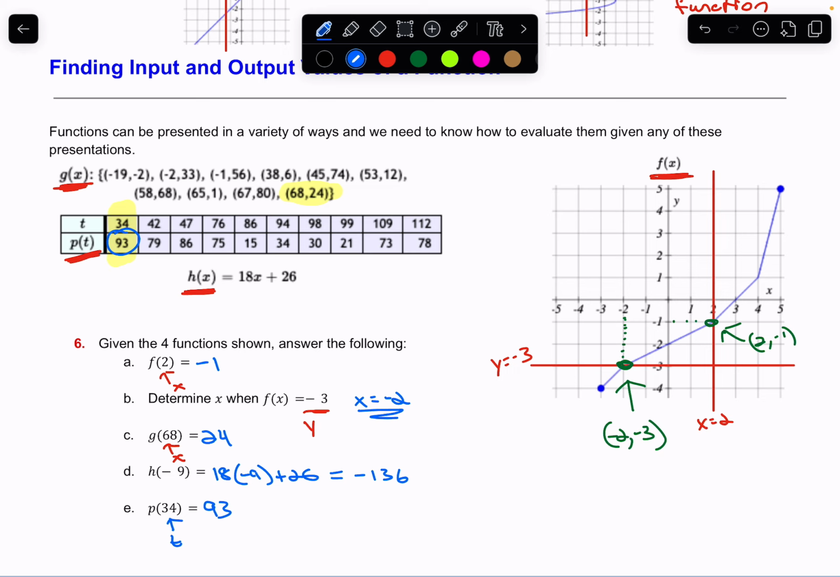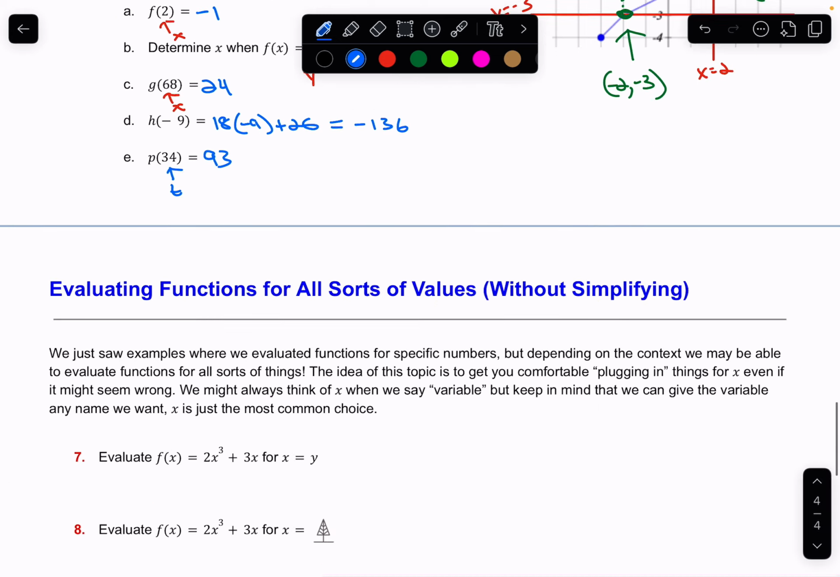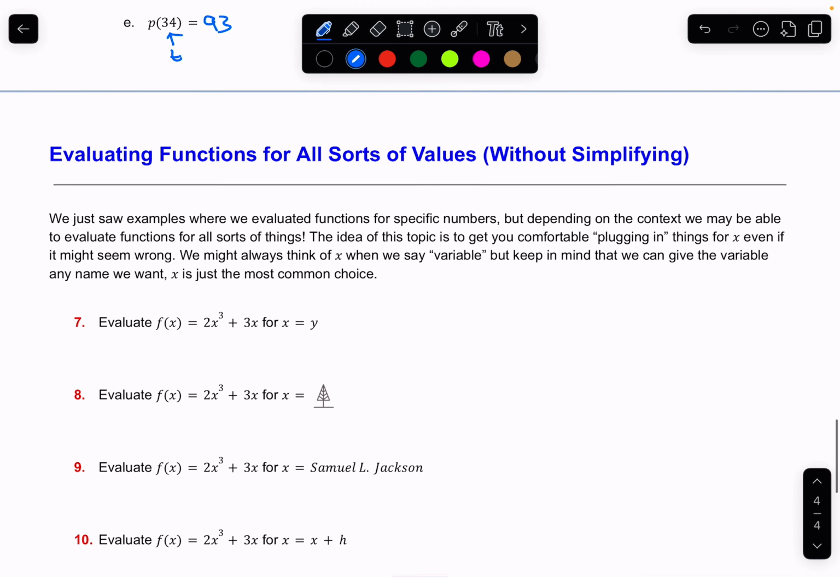But these are just names, okay? It's like every person has a name, right? So every function and every input can also have a name. And usually we use the letter t when we want the input to represent time. And we use the letter x for just general cases where x could kind of be anything. But usually we want to name the input based on what it actually represents. All right, and on that note, where the input could be anything, let's evaluate functions for all sorts of values.